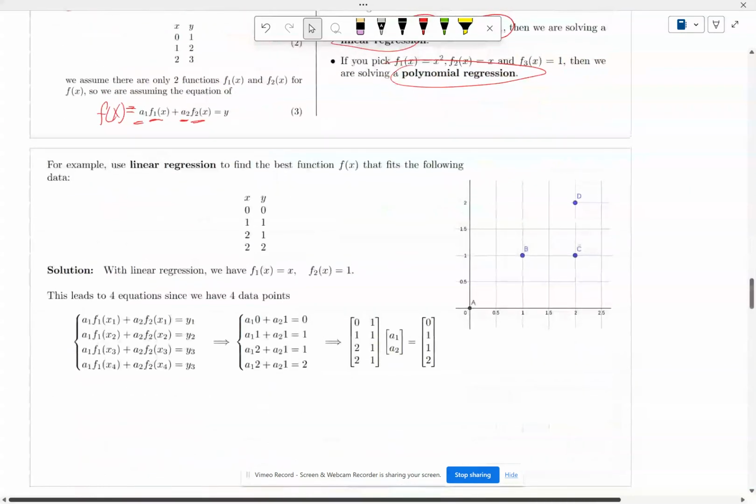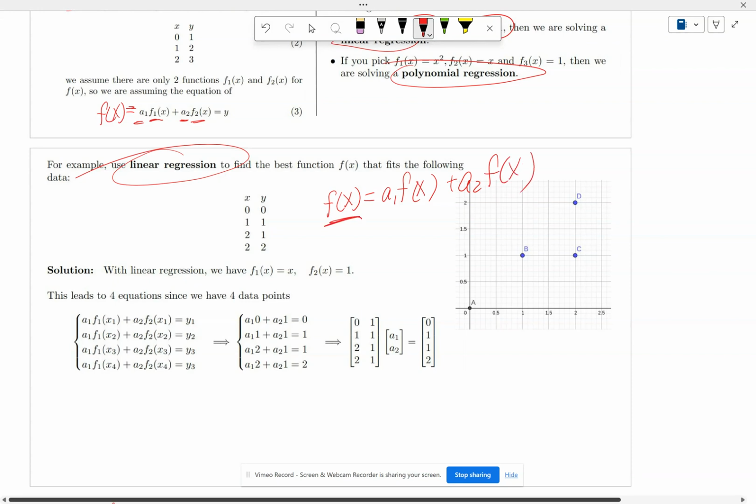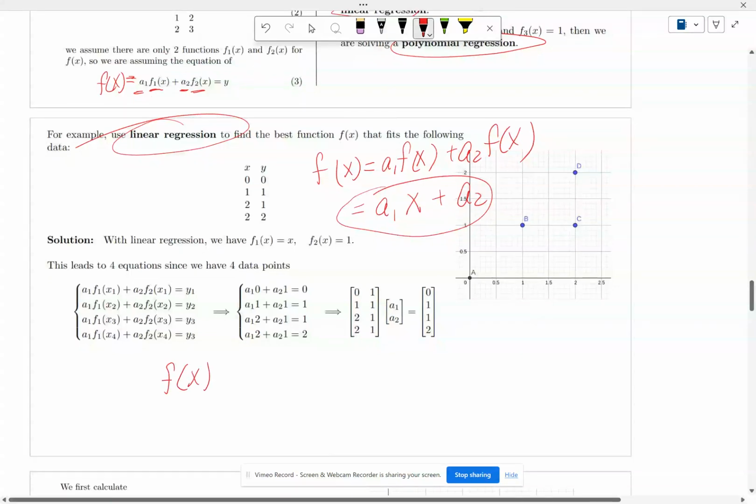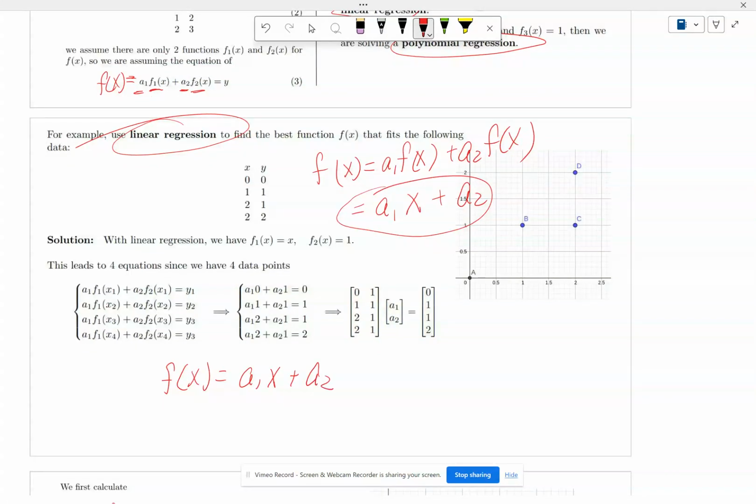So let's do this example with linear regression. If you remember, linear regression says that f of x is equal to a1 f1 of x plus a2 f2 of x. This function looks something like this, and this is just an assumption. In linear regression, we pick f1 as x, times a1, and f2 is 1, times 1, which is just a2. So now we know that the equation we think is happening is a1x plus a2.